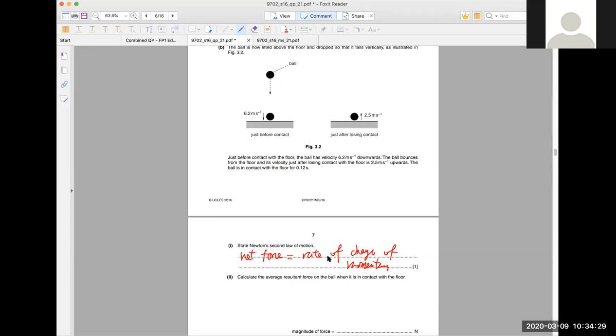So you just find the change in momentum. That is mv minus mu over time. Mass is 0.15. Final velocity is 2.5 minus, okay? And then you need to care about the direction. So the two velocities are opposite to each other. So one of them should be negative. And then what do you get? 10.9. So that means it's 11 Newton, 2 SF.